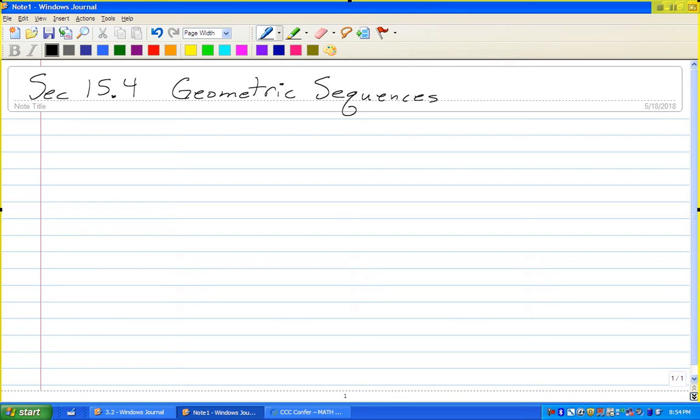So, an example of a geometric sequence could be 3, 6, 12, 24. If I look here, to go from 3 to 6, multiply by 2. 6 to 12, multiply by 2. 12 to 24, multiply by 2. So this is called a geometric sequence.